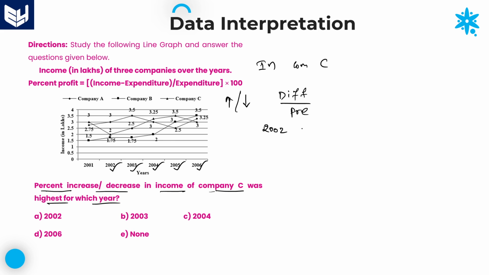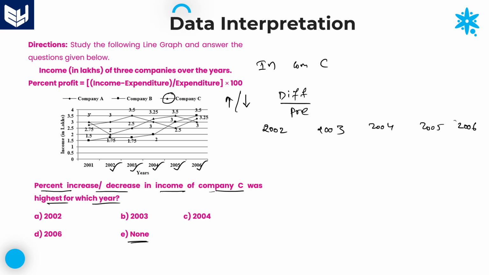So first one is 2002, and next one is 2003, 2004, 2005, 2006. These five values we need to calculate. Why? Because none of this option is here. Even though 2005 is not given, you need to calculate it, definitely. Now here we are talking about company C. Company C is triangle shape. I will round off the values in each and every year.